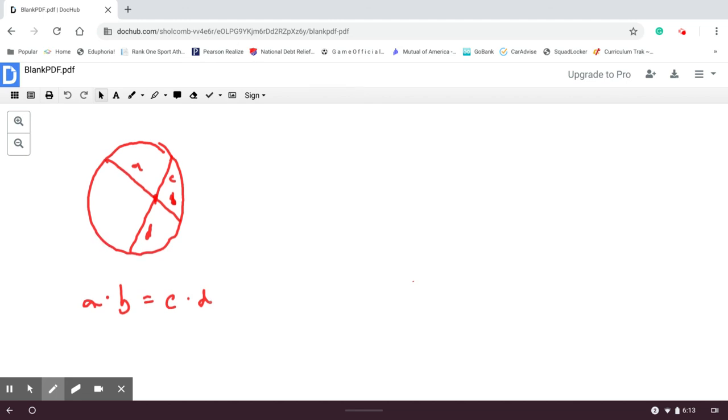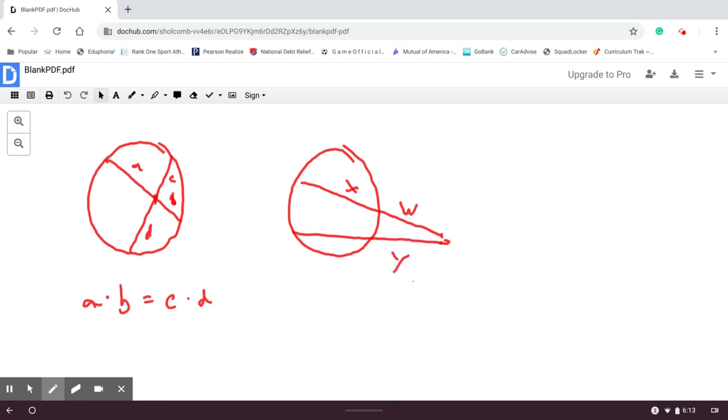All right, let's try another one. In this circumstance, what if we've got one line that cuts through the circle and another line that also cuts through the circle, and they intersect outside the circle? Okay, so let's label some segments. There's W and X, and here's Y and Z right here. Okay, it's still the same idea. In this case, W plus X.